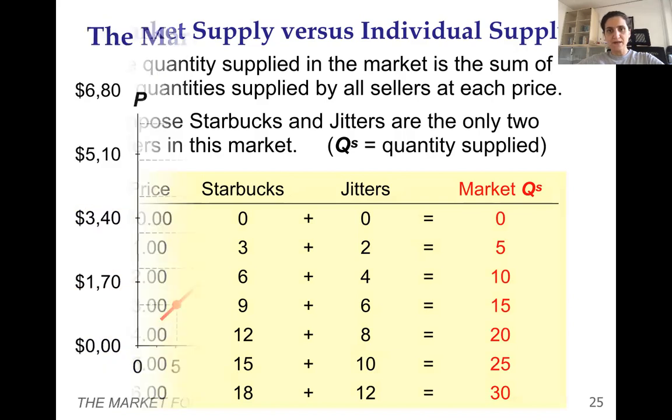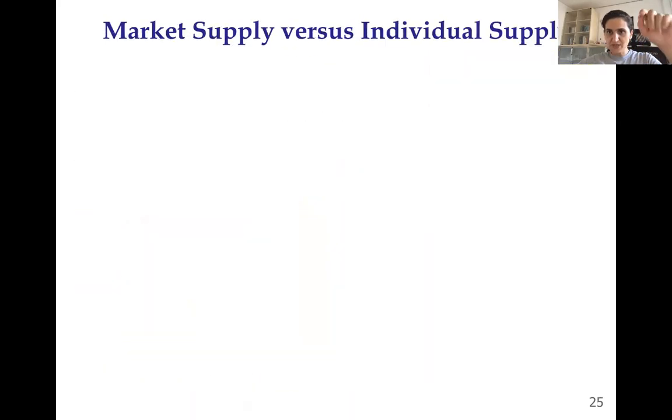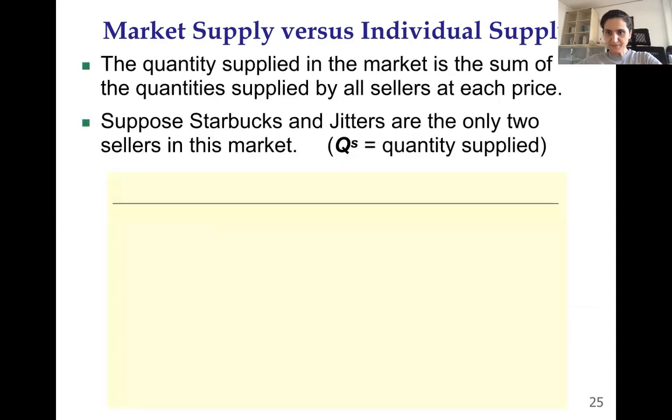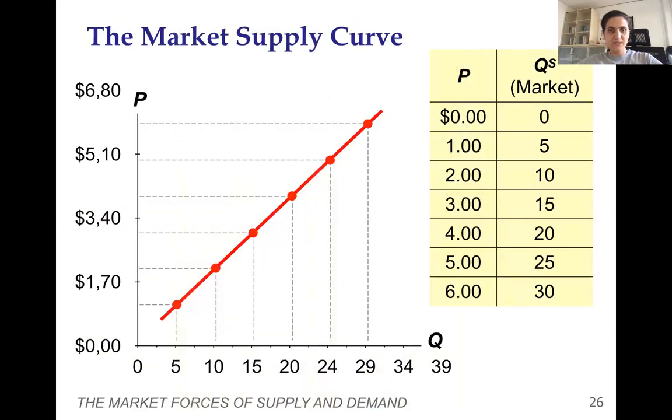How are you going to draw the market supply curve? We are going to draw the aggregate supply. If the price is 0, quantity supplied is 0. If the price is 1, quantity supplied is 5, etc. So this is the market supply curve.